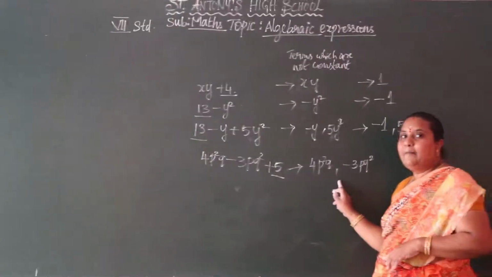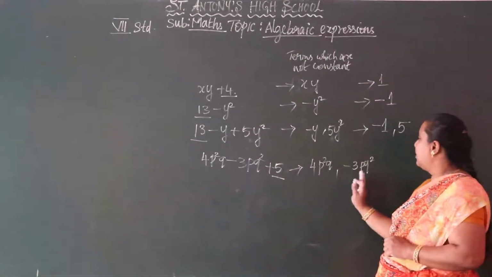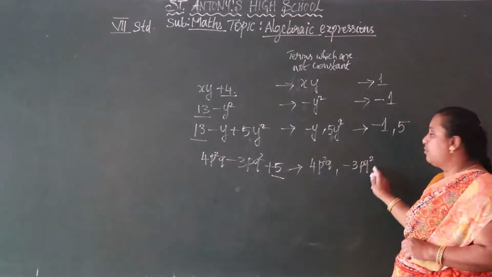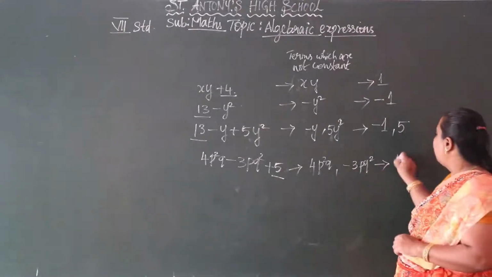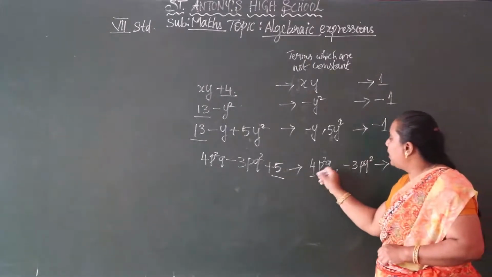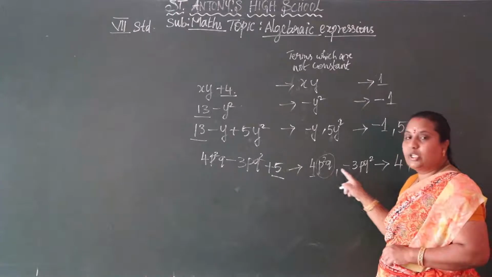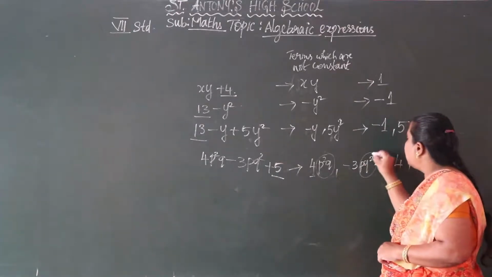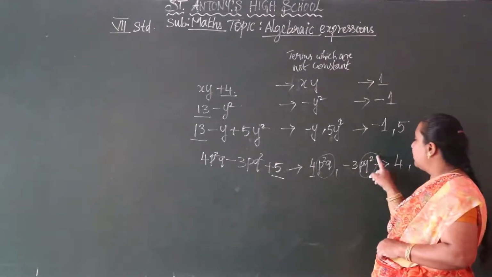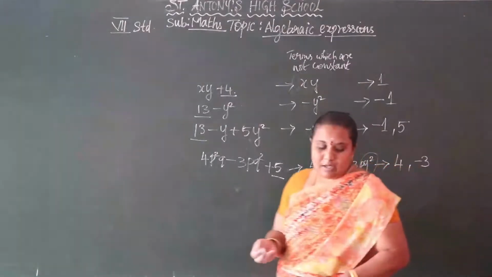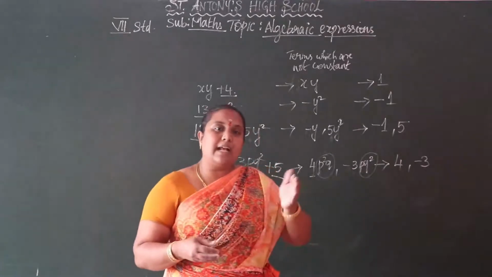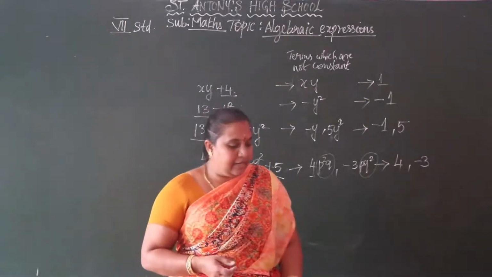So the comma separates the terms. 4p square q, comma, minus 3p q square. So here 4 comma minus 3. Here 4 is the numerical coefficient of the variables p square q, and minus 3 is the numerical coefficient of p q square. Understood, children? This is the format to write the numerical coefficient, or if they are asking for any other coefficient, we have to write like this.